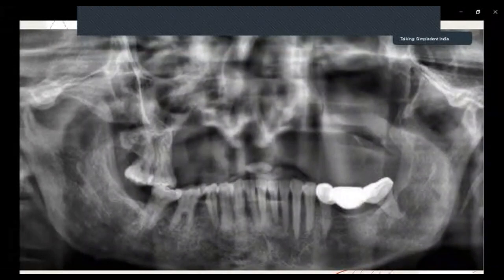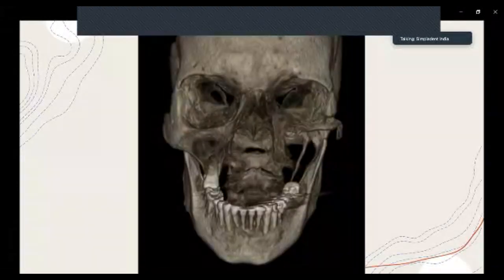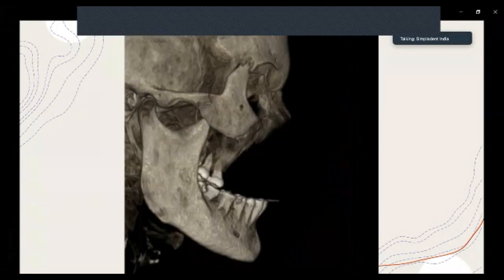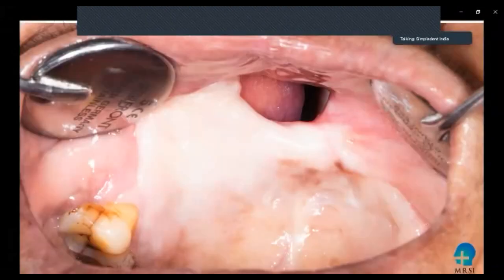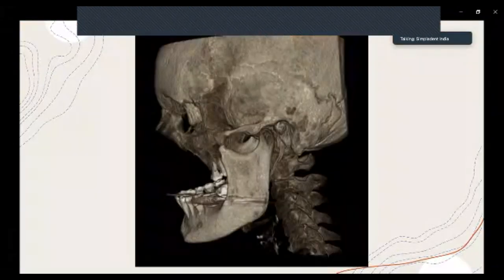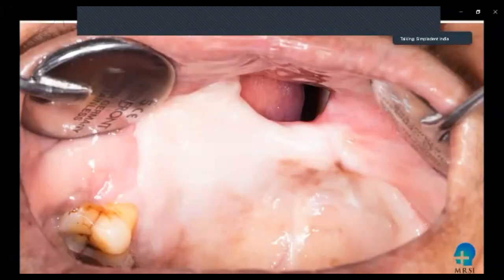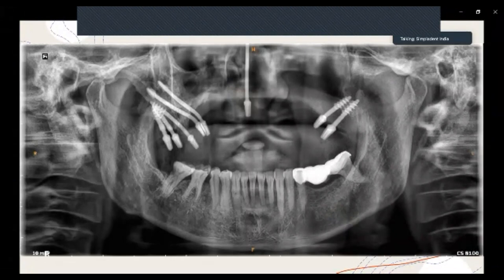Now case three. As you see, there is a defect, and very low mineralized bone. On the right hand side you are getting good glabella and zygoma, but the left hand side has very, very compromised bone, as you can see. Just see the compromised bone on the left hand side. The zygomatic bone, practically there is no zygomatic bone. So as you see the situation, the picture.